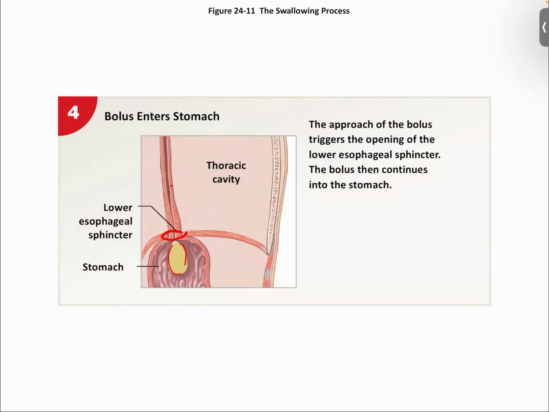And then right here is a sphincter, the lower esophageal sphincter, which closes off the stomach from the esophagus. This is also referred to as the cardiac sphincter.